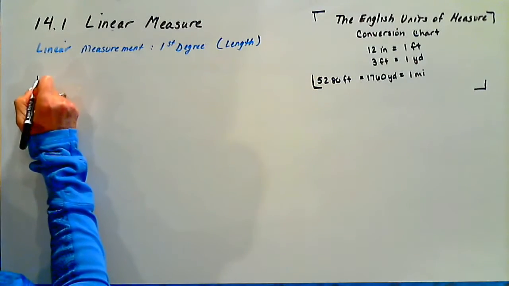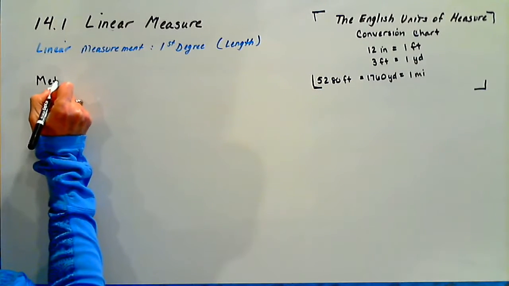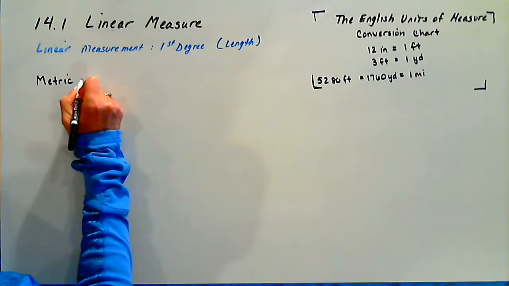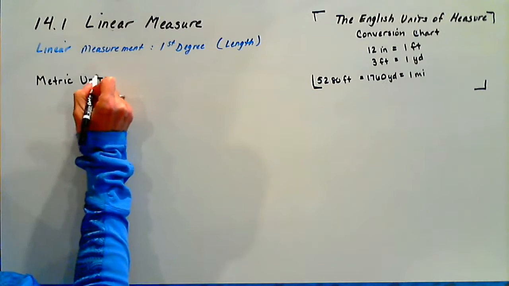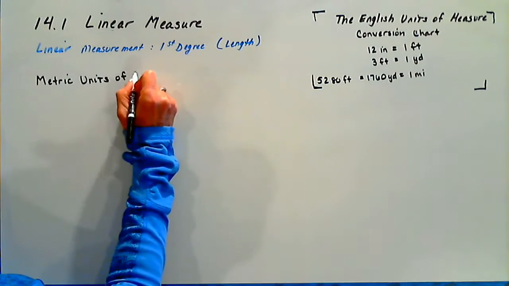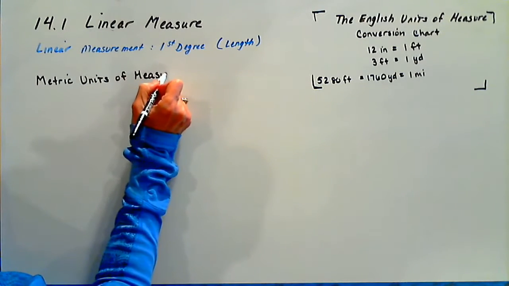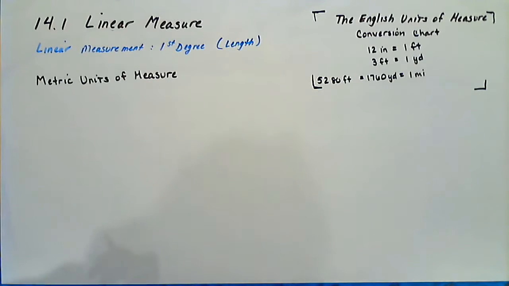With the metric system of measure, metric units, it's the same no matter what you're talking about. If you're comparing length, we use meters. If you're comparing weight or mass, we use grams. And if you're comparing volume, like liquids, we use liters.